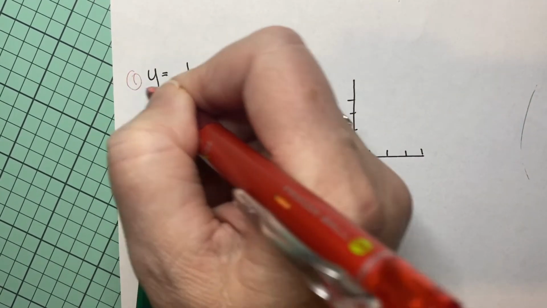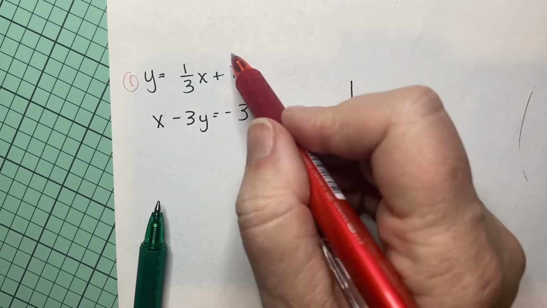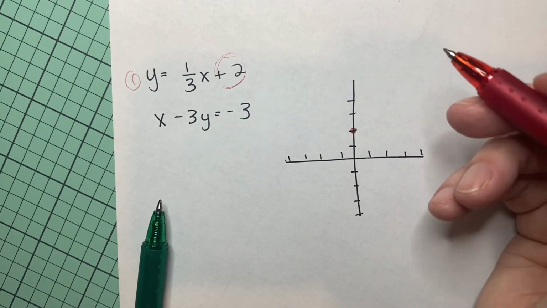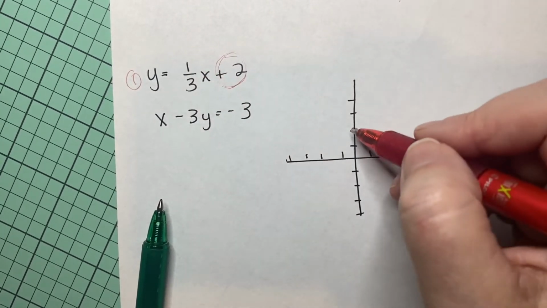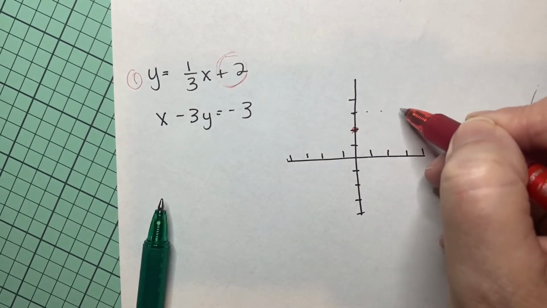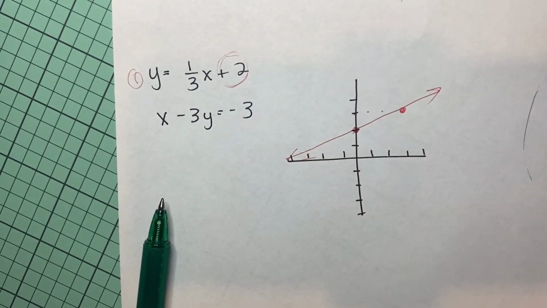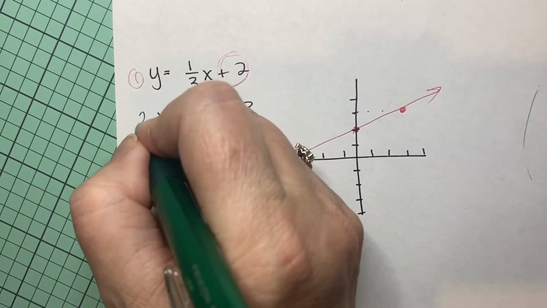Again, the first one I will do in red. It's already ready to go. It's already solved for y, so I'm going to go to positive 2 and draw my point. My slope is 1/3, so I rise 1 and run 3. And so 2 points make a line. So there's our line.